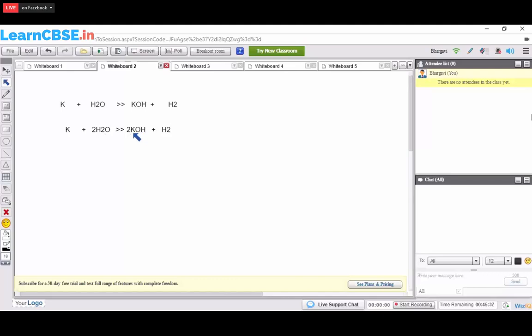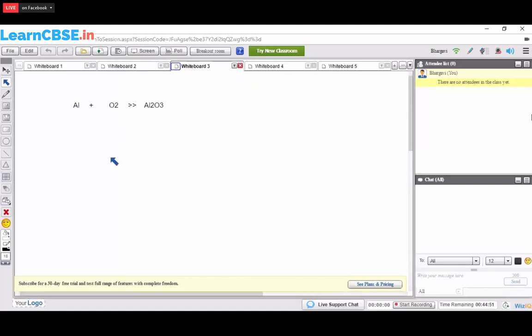Then come to the potassium. Here it is 2 potassium, but here only 1 potassium atom. So we just write 2 in front of the potassium: 2K plus 2H2O gives 2KOH plus H2. Now we have balanced the equation, but we have to check it. 2 potassium, 2K, and here also 2K. 4 hydrogen atoms: 2 hydrogen plus 2 hydrogen. And 2 oxygen atoms, here also 2 oxygen. So all the atoms are balanced in this equation.